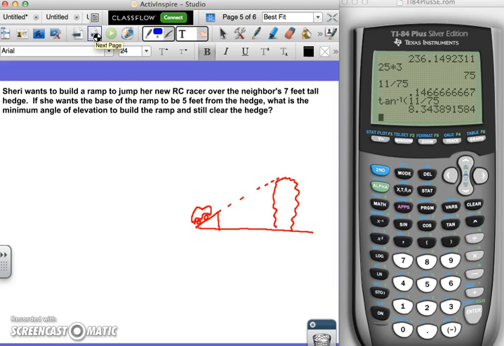Sherry wants to build a ramp to jump her new RC Racer over the neighbor's 7-foot tall hedge.